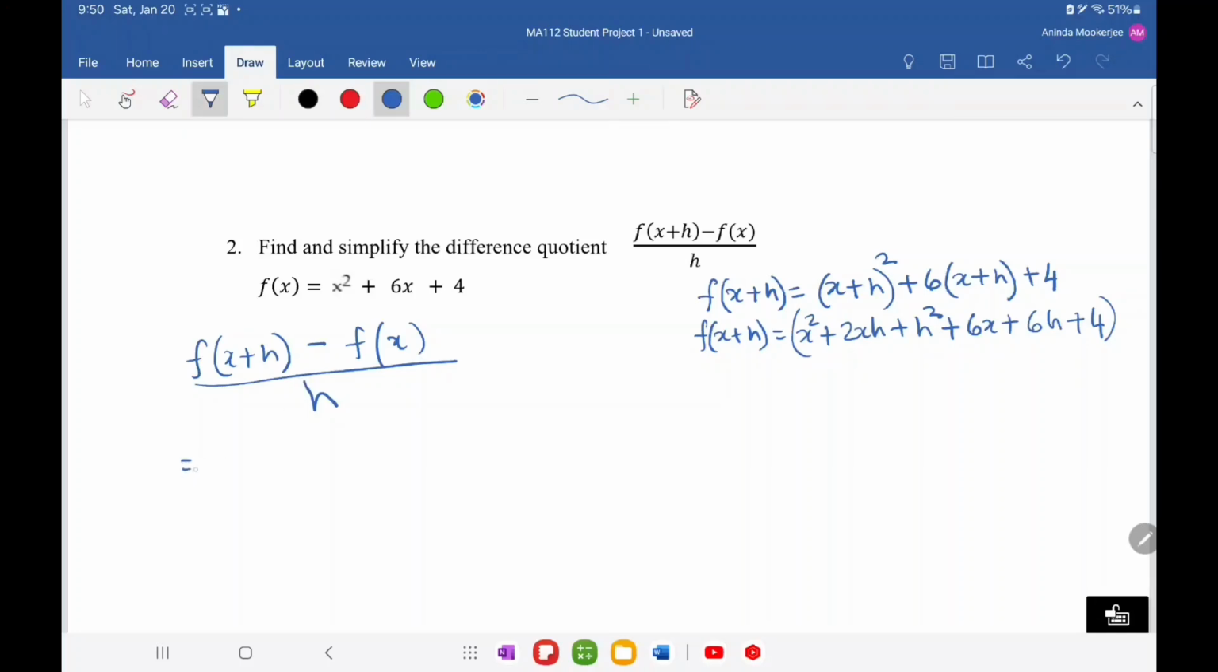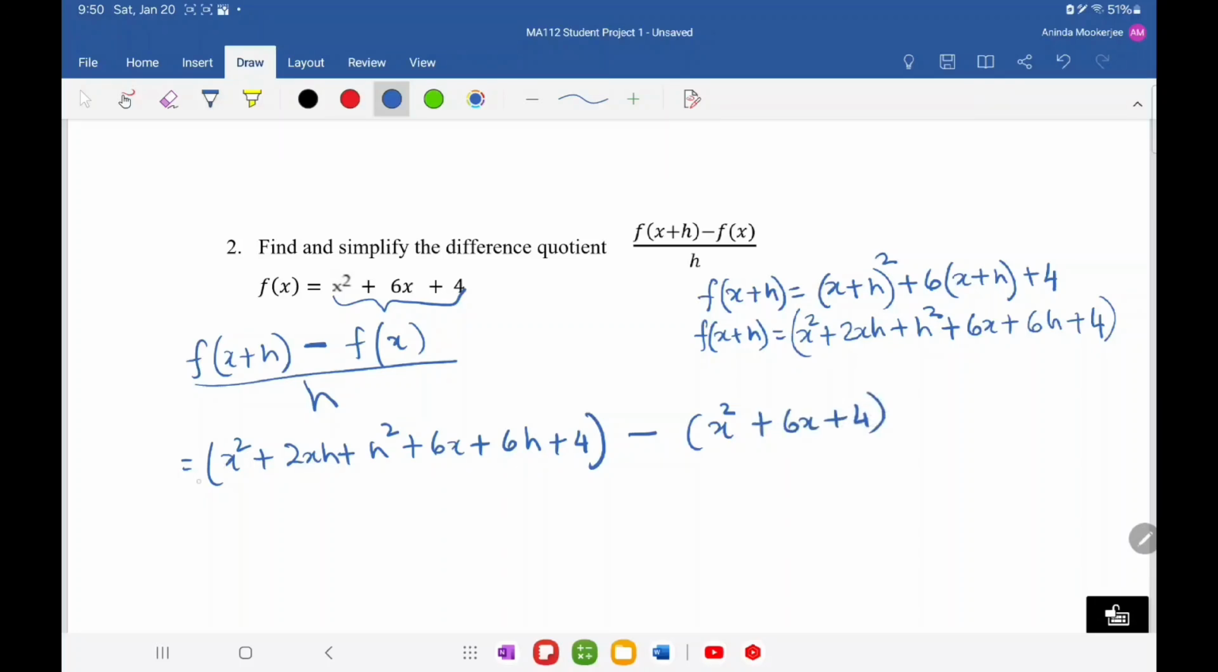So it's going to be equal to x squared plus 2x times h plus h squared plus 6x plus 6h plus 4, and then there'll be a minus sign. This minus sign comes here, and then f of x is this expression, this polynomial. So we are going to just write it as is. It says f of x, so I'm going to write that, surround it with another set of brackets, x squared plus 6x plus 4, and divide the whole thing by h, right?